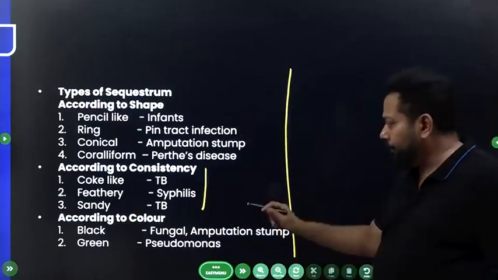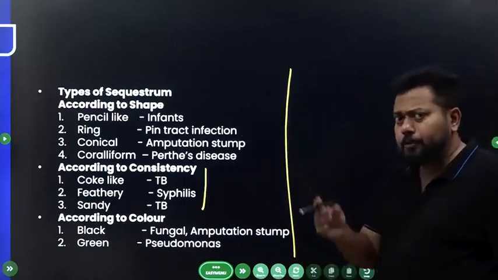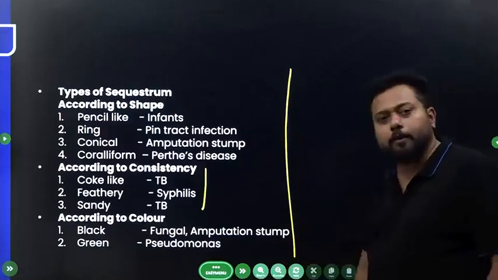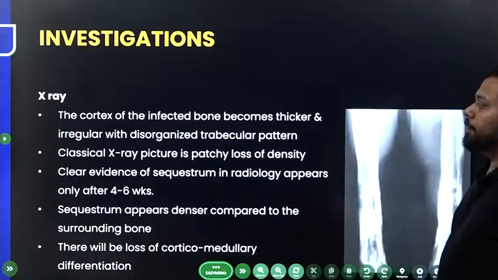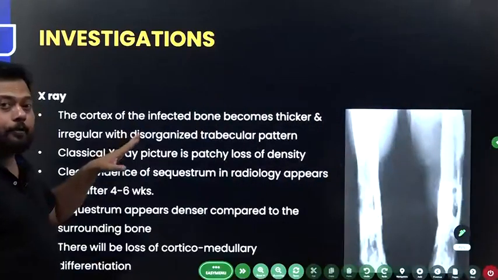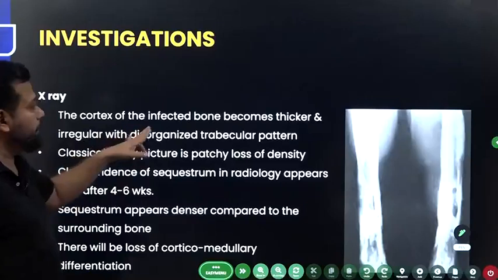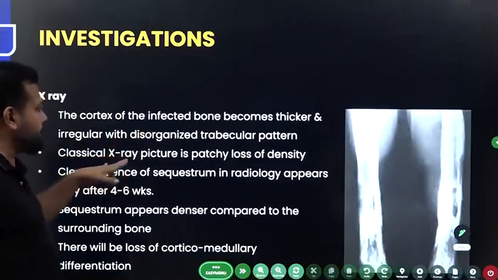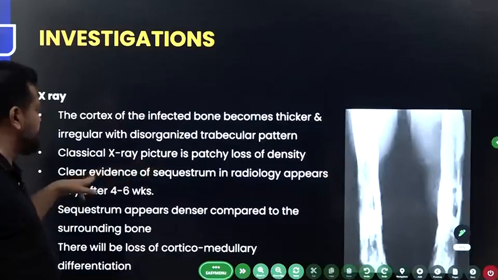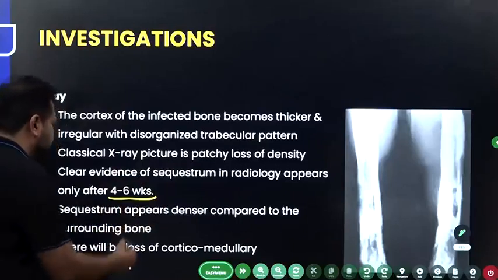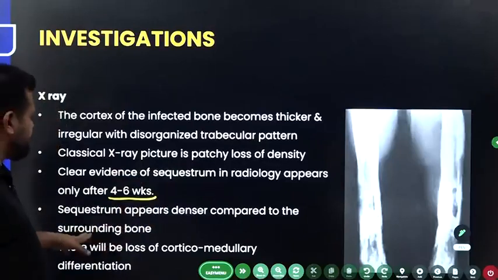Kindly make a note. According to color, a blackish sequestrum is fungal or amputation stump. A green sequestrum is Pseudomonas infection. Investigations: X-ray. The cortex of the infected bone becomes thicker and irregular with disorganized trabecular pattern. These are the radiological features of chronic osteomyelitis. The classical X-ray picture is patchy loss of density. Clear evidence of sequestrum in radiology appears by 4 to 6 weeks. Sequestrum appears denser compared to the surrounding bone.